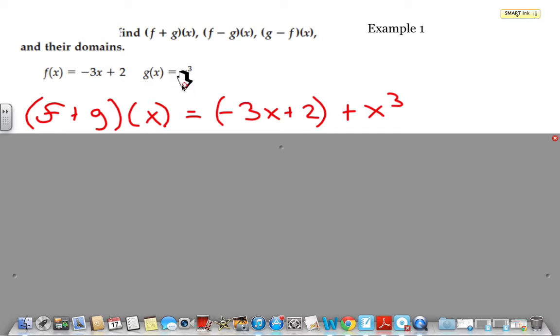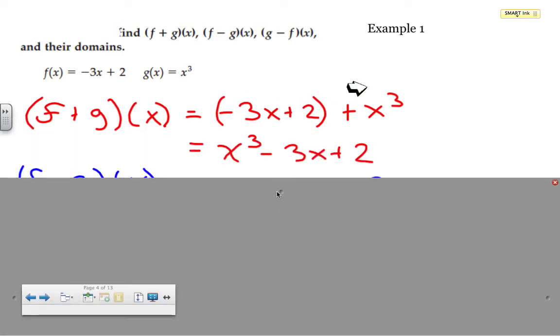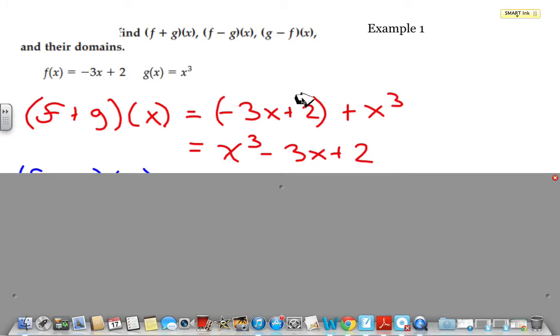So we're just going to add them together: negative 3x plus 2 plus x to the third. None of these are common terms, so these are all different terms. We're going to simply rewrite it in the right order. You've been in math long enough that you know we go in descending order with exponents. So x to the third minus 3x plus 2, and that's my answer.